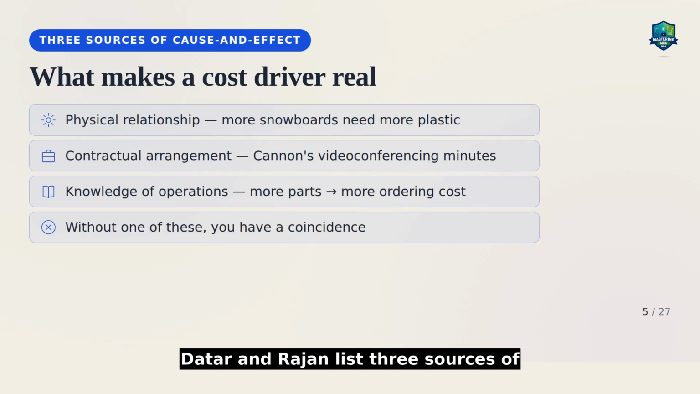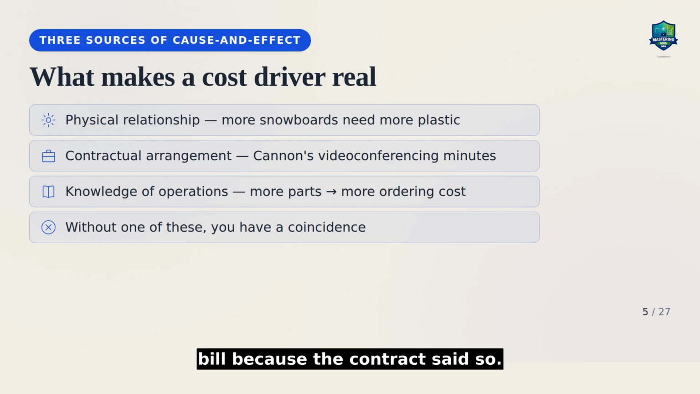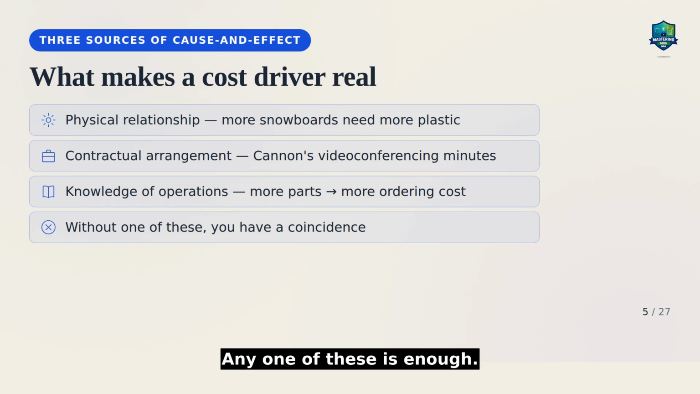Datar and Rajan list 3 sources of a real cause and effect link. First, a physical relationship. Producing more snowboards requires more plastic, period. Second, a contractual arrangement. Canon's video conferencing minutes from part 1 caused the bill because the contract said so. Third, knowledge of operations. A Lenovo laptop with more parts incurs higher ordering costs because that's how procurement actually works. Any one of these is enough. Without at least one, you don't have a cost driver, you have a coincidence.